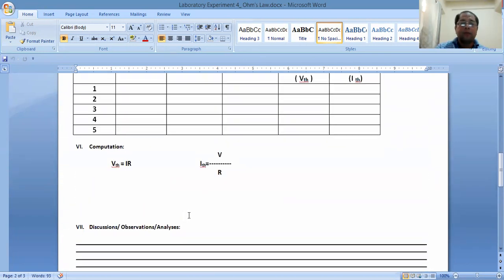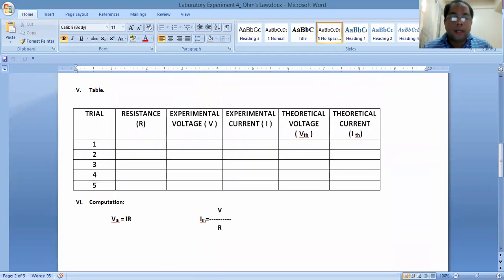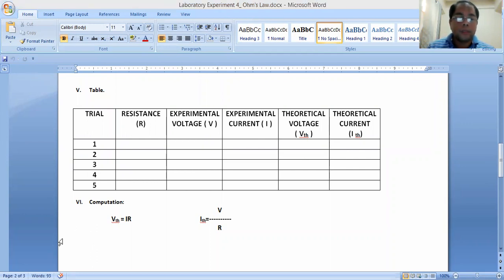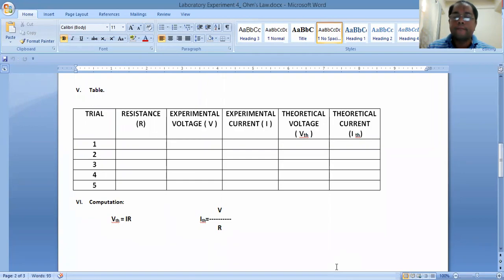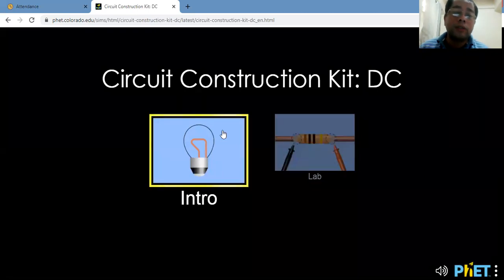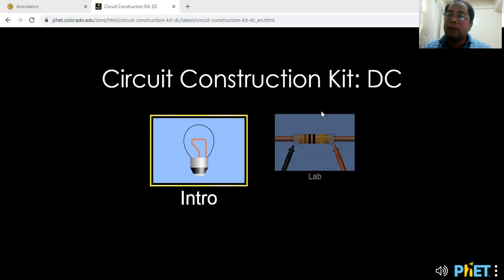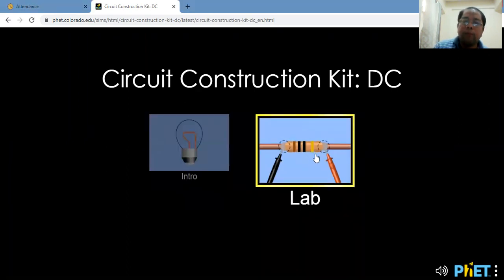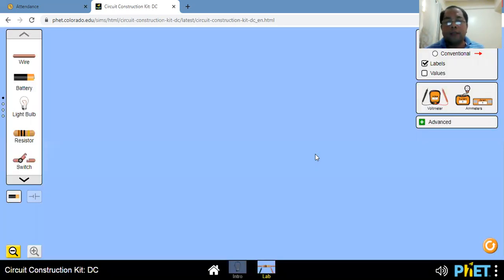Now, how do we apply our knowledge or idea in Ohm's law? Okay, now we go to the simulator called circuit construction kit, which I already made available in our Canvas, or I will make available in our Canvas. Now we will go into the lab activity here. So we are going to press this choice here. We will open it up now, and let's run the lab activity.